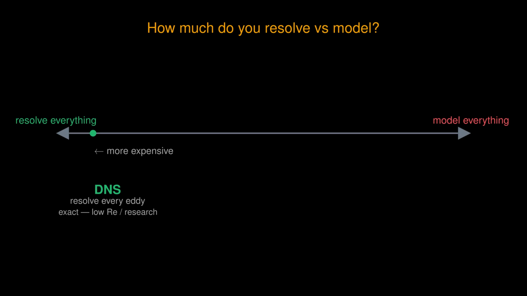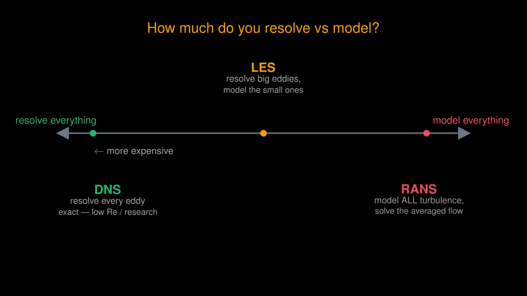There's a spectrum. At one end, direct numerical simulation, DNS, resolves every last eddy. It's exact, and it's reserved for low Reynolds numbers and research because of that cost. In the middle, large eddy simulation, LES, resolves the big, important eddies and models only the small ones, which behave more universally. It's expensive, but doable. And at the cheap end, the workhorse of industry, RANS, doesn't resolve the turbulence at all. It models the whole thing and solves only for the averaged flow.